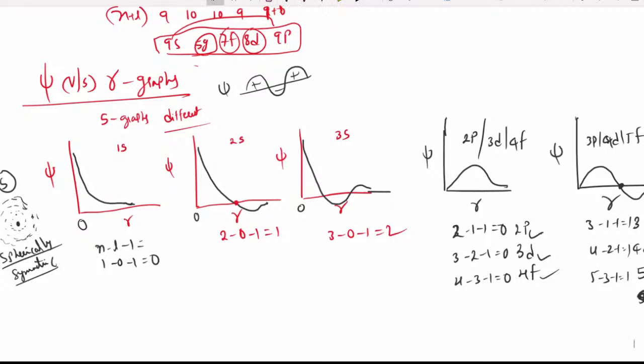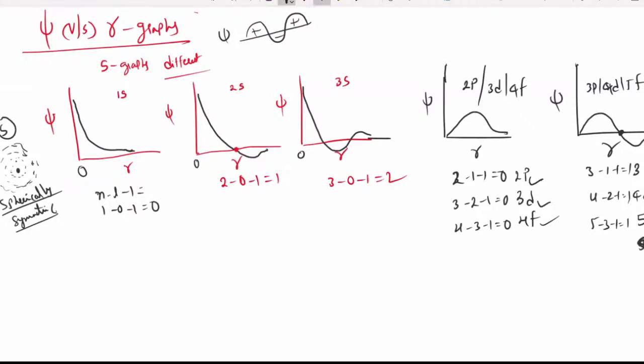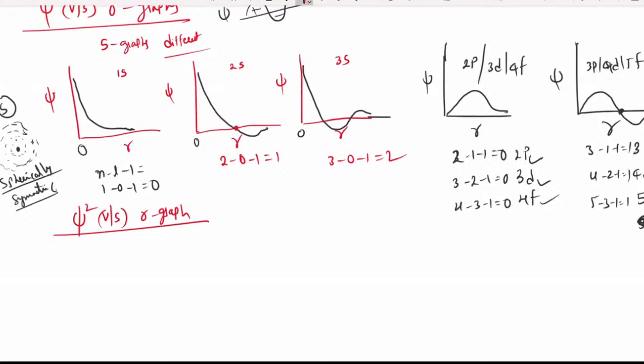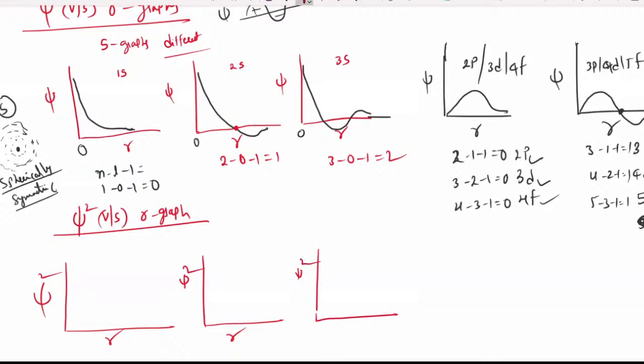Now for the same thing, students, I am going to draw psi square versus r graphs. Carefully observe it. Previously you wrote psi versus r. Now the psi square versus r graph, for the 1s orbital, 2s orbital, 3s orbital.